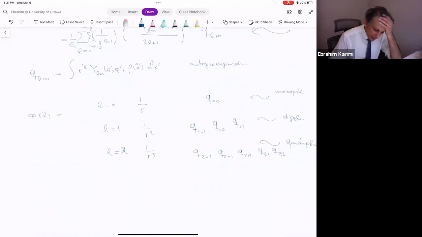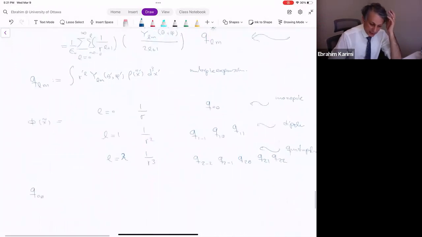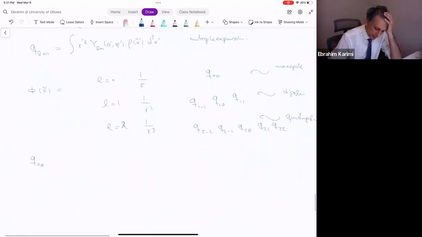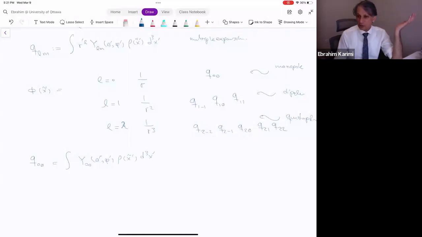If we look at the Q00, I didn't keep the coefficient because the coefficients are given here. Q00 means that you have the integral of R prime to the power of 0, Y00 of theta prime and phi prime, rho of x prime, d3 x prime. This is exactly the monopole that we are expecting. Y00 is a constant, 1 divided by the square root of 4 pi, which can be factored out. So this is exactly the same monopole that we have from Cartesian coordinates.